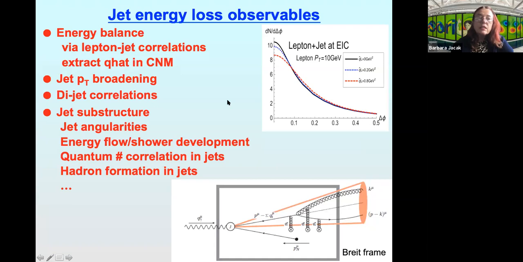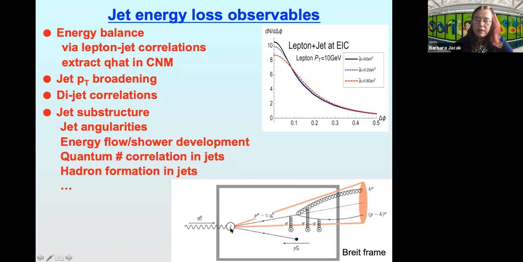Other interesting jet observables: I talked about the energy balance. There's also the opening angle distribution between the lepton and the jet to look at jet pT broadening. You can look at dijet correlations and their modifications. And then there are a whole host of interesting substructure variables, like angularity and the energy flow and quantum number correlation inside jets, that can let you really get at the details of the interactions of your struck parton with the dense nuclear QCD matter inside.